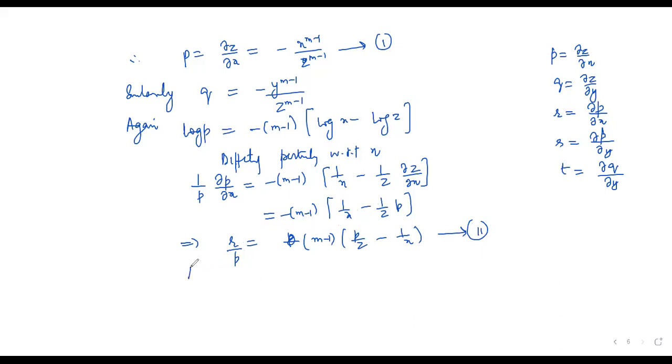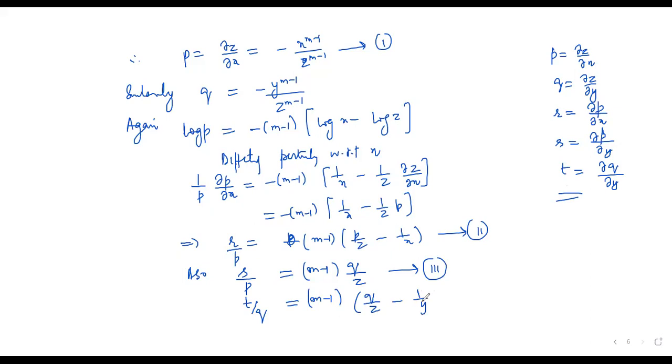Also in the same way, if I differentiate with respect to y, you would get s by p is equal to (m minus 1) times q by z. Let's call this equation third, and t by q would be equal to m minus 1. You just have to remember these. So I just leave it to you. I had thought you would do this yourself, but I thought I would do a bit of it. Let's call this equation 4.